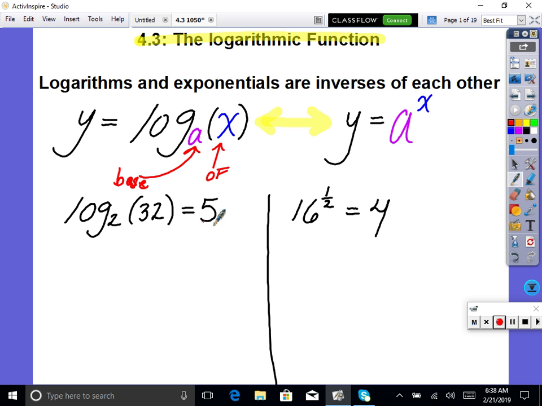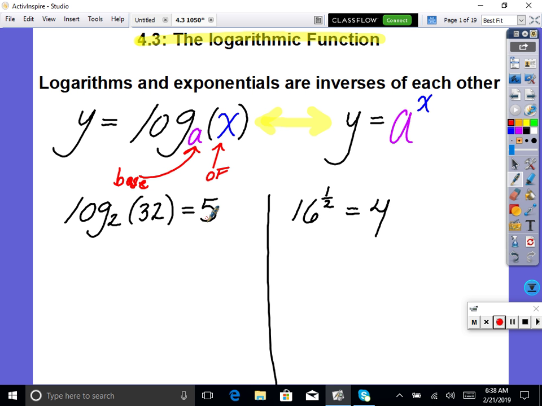So notice right here that we're not solving anything. It already is a true statement. They're telling us log to the base 2 of 32 equals 5. What I'm asking you to do is rewrite it in its exponential form. So this is how you'll do it. Just think through it as an algebra problem.